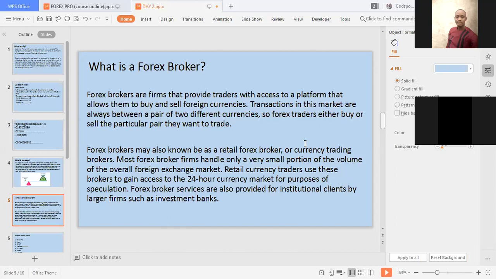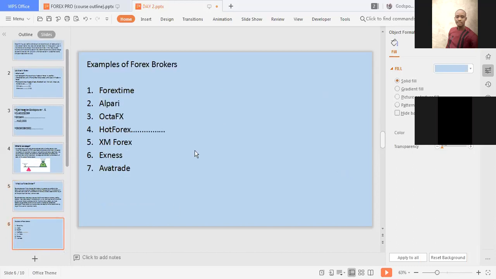Let's say I am a broking firm. Mr. Gospower is a broking firm. I give you MetaTrader 4. I give Mr. Victor MetaTrader 4. And Mr. Victor trades with MetaTrader 4. It is that MetaTrader 4 that this man will use to buy and sell. Let's quickly see the types of brokers.